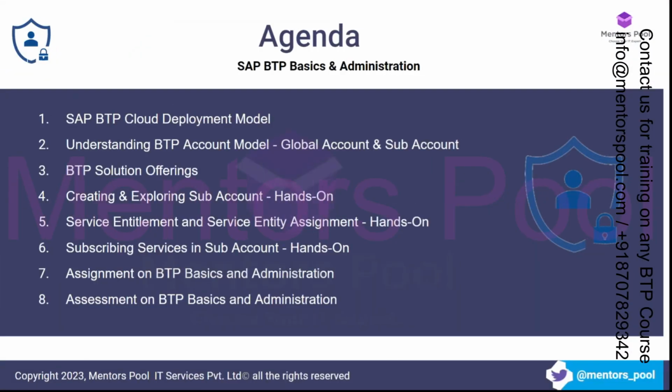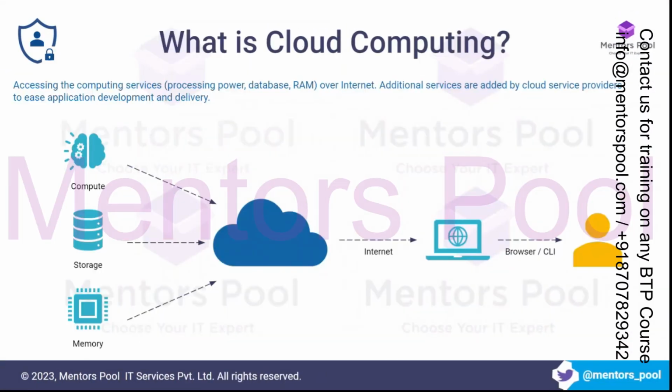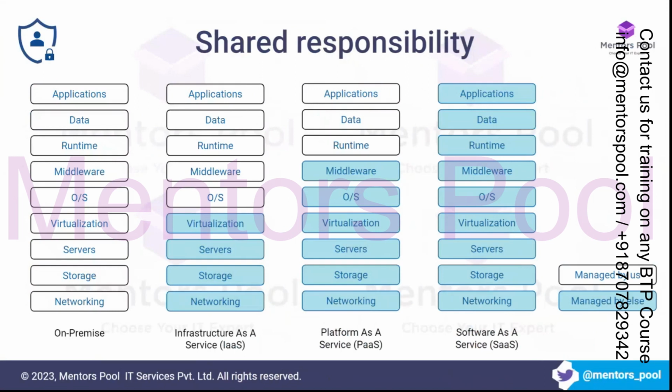Let's have a quick recap of what we did in the last session. We understood what cloud computing is, and how BTP fits in cloud computing. We know BTP as a platform as a service, which takes infrastructure from AWS, Azure, and GCP. It has its own infrastructure, which they are now discontinuing, and on top of that they have the Neo platform, which they are also discontinuing.